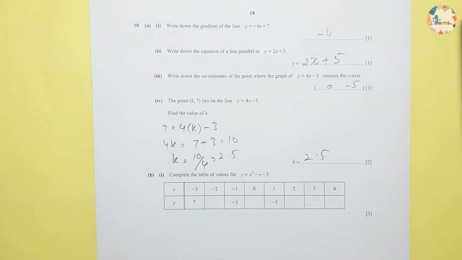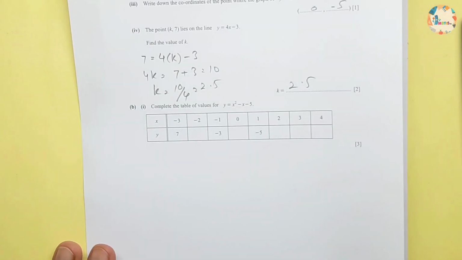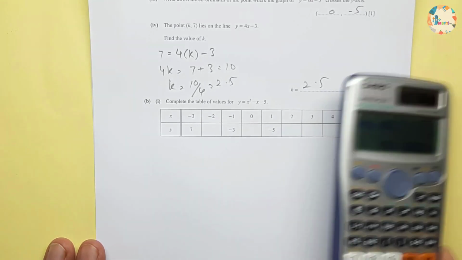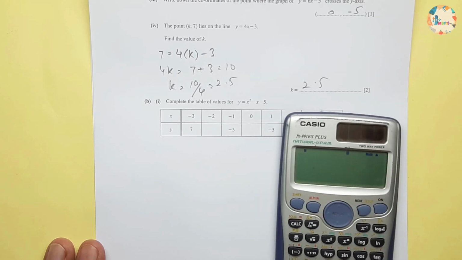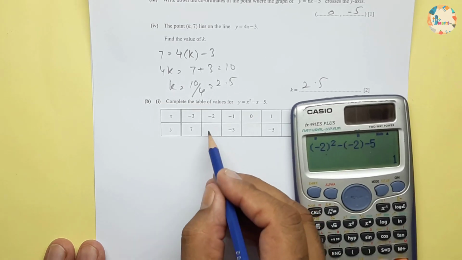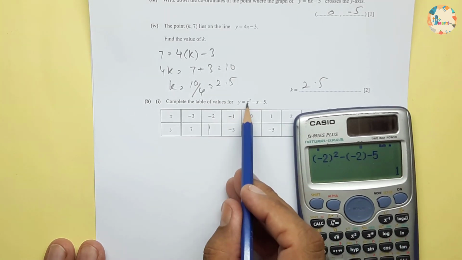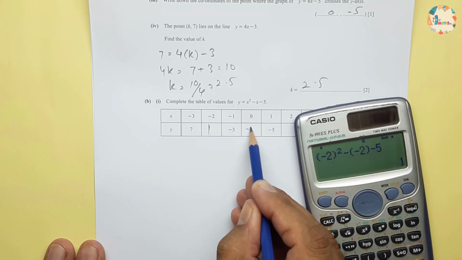And then complete the table of values for this one. So these values we have to replace, like x squared we'll have to replace with minus 2. So we'll put in brackets minus 2 whole squared, minus in brackets minus 2, and then minus 5. So this value will be 1. Next for 0, this will be 0, this will be 0, so the answer will be minus 5.